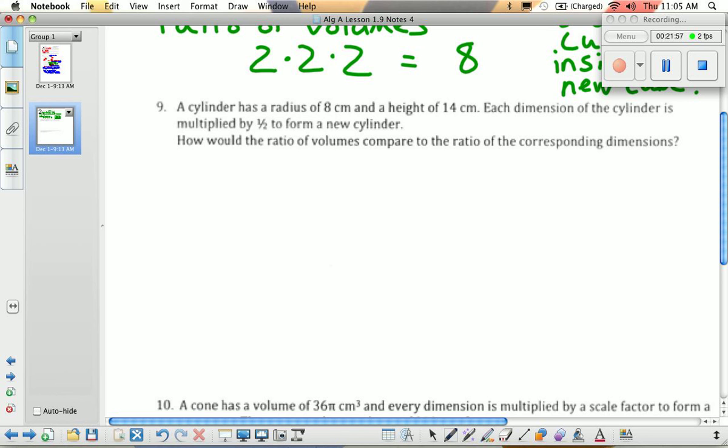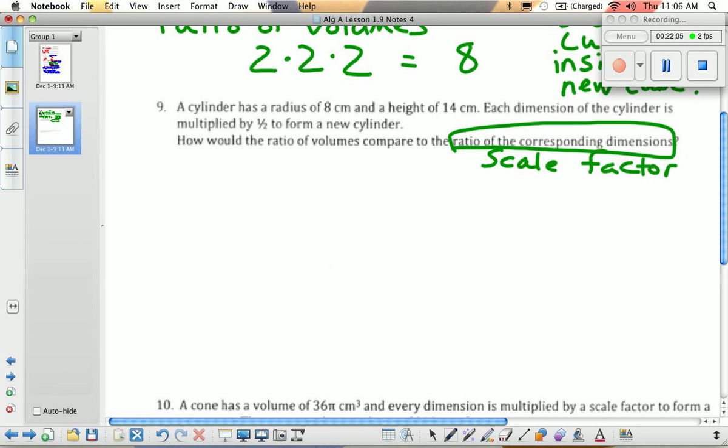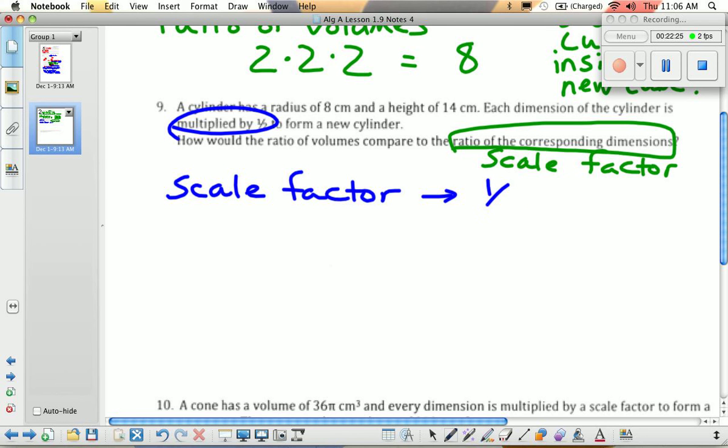How is the ratio of volumes compared to the ratio of the corresponding dimensions? Remember, what's this the same as? Scale factor. That's the same as the scale factor. Question is, do we know the scale factor? No. Yes. Okay, I got a no and I got a yes. The yes person, what's our scale factor? 1/2. It says it right here. Multiplied by 1/2. There's our scale factor. It's 1/2.